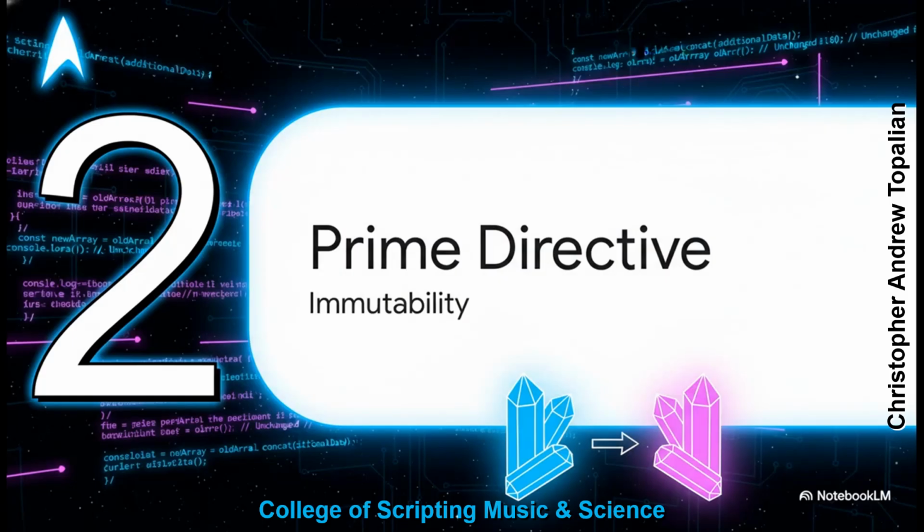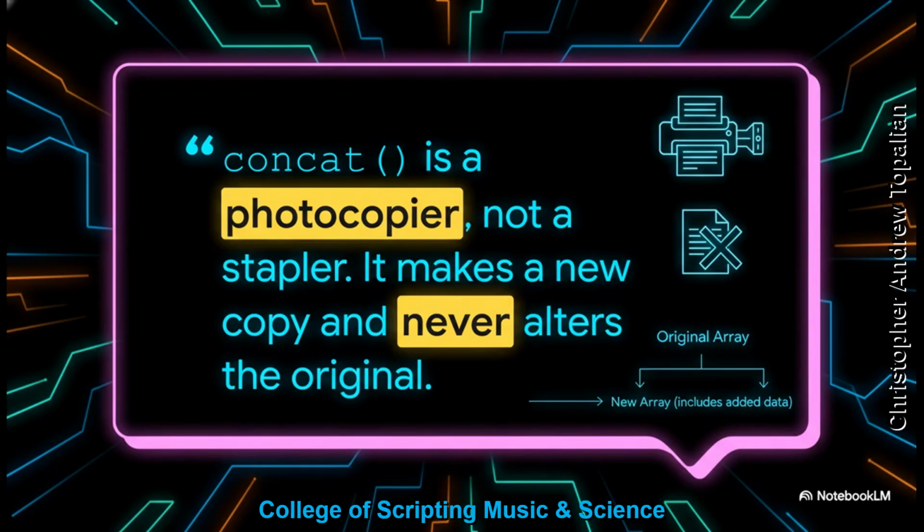Okay, let's get to the single most important concept of this entire training. We call it the prime directive, immutability. This is a non-negotiable principle. You do not interfere with the original state of your data, period. This is probably the best way to think about it, so listen up.